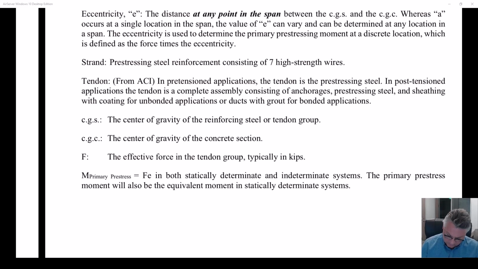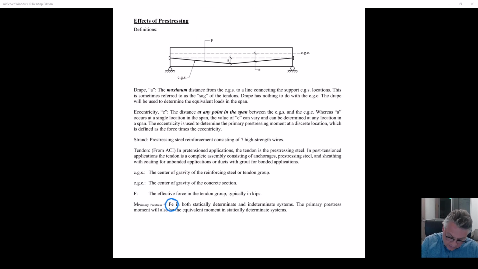And final definition, primary pre-stress is the force times the eccentricity. That's not a sub E, that's actually E as in the eccentricity. So this force times that eccentricity at any location is the primary pre-stressing moment.